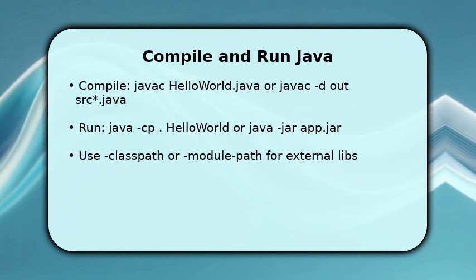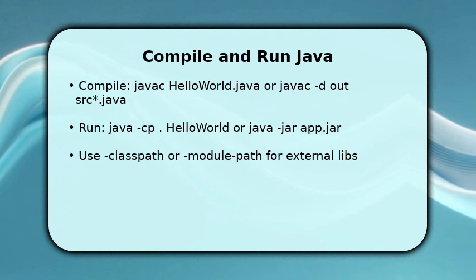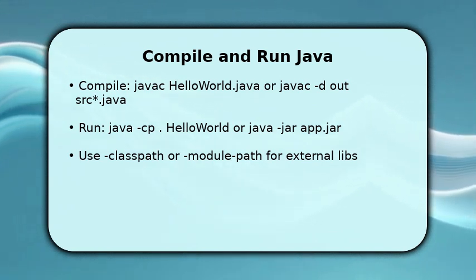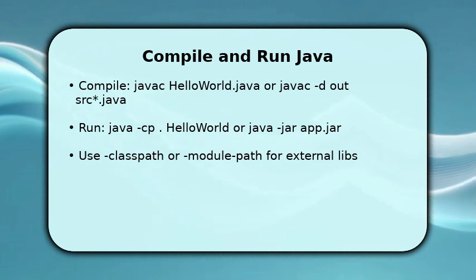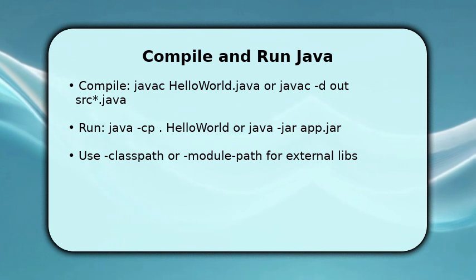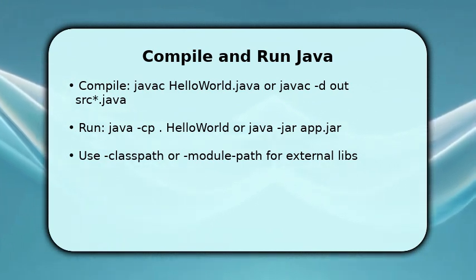After successful compilation, run with java -cp HelloWorld, or java -jar app.jar when you have a manifest. If you depend on libraries, include them via class path or module path, because without them you'll get ClassNotFoundException. Make sure to adjust paths for Windows backslashes and quoted paths with spaces.